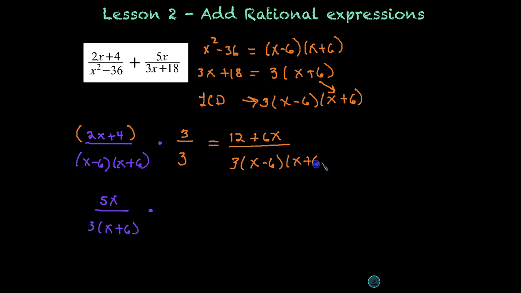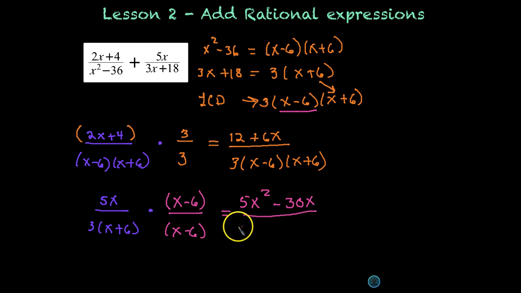For our second fraction, we have a 3 and an x plus 6, but we are going to be missing the x minus 6 right here. So we need to multiply the top and the bottom by x minus 6. Well, we take 5x times x, which is 5x squared, and 5x times negative 6, which is minus 30 times x, all over our common denominator of 3 times x minus 6, x plus 6.